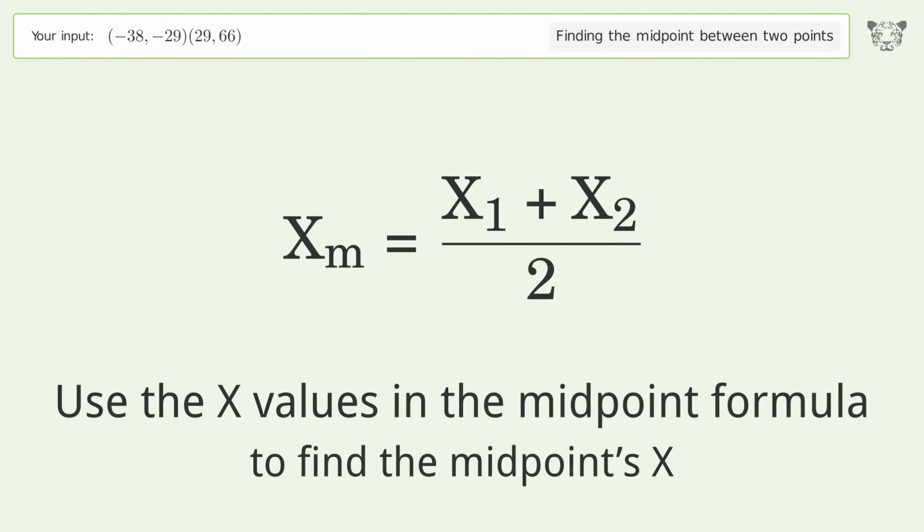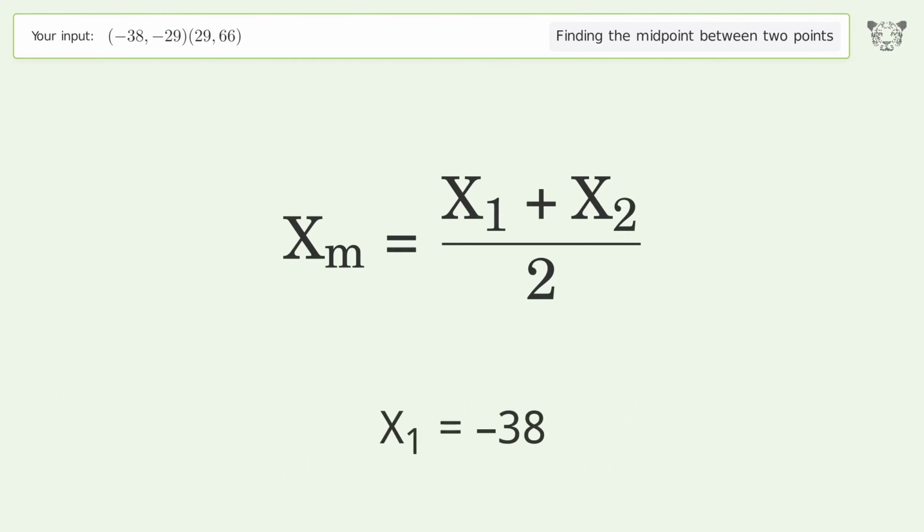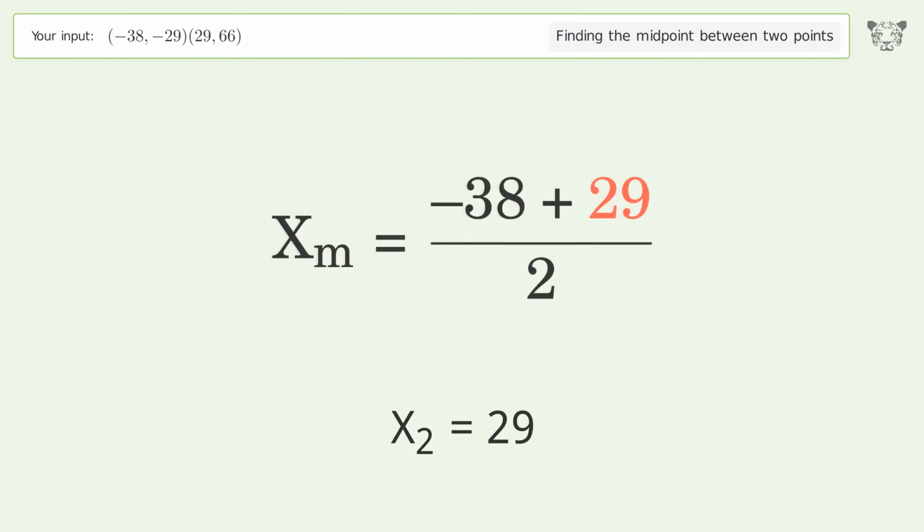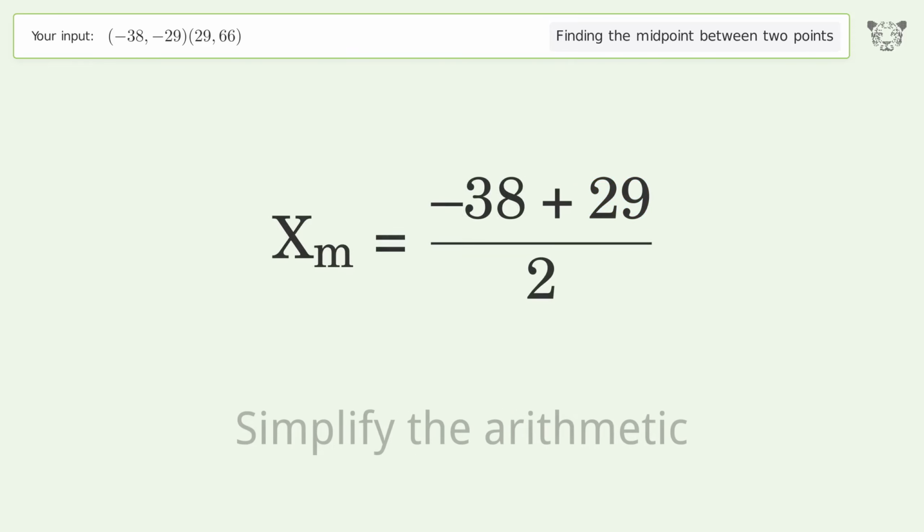Use the x values in the midpoint formula to find the midpoint's x. x1 equals negative 38. x2 equals 29. Simplify the arithmetic.